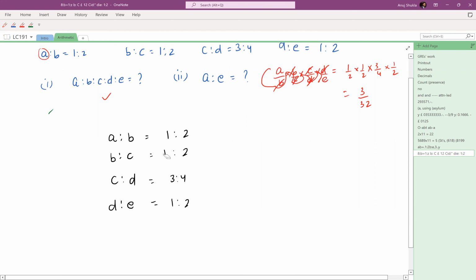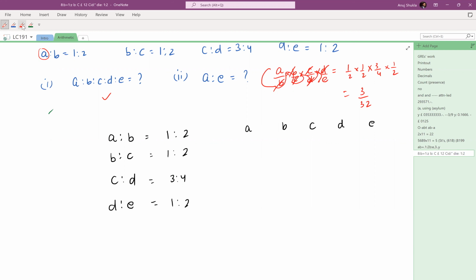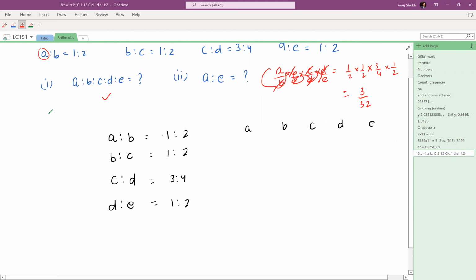Now what you need to do is find the values for A, B, C, D, and E. First, for A and E. For A, what do you do? Take all the terms from the right hand side, meaning from here to here, and multiply all the terms: 1 into 1 into 3 into 1. And for E, all the terms in the right hand side, that is 2 into 2 into 4 into 2. So A and E are done.